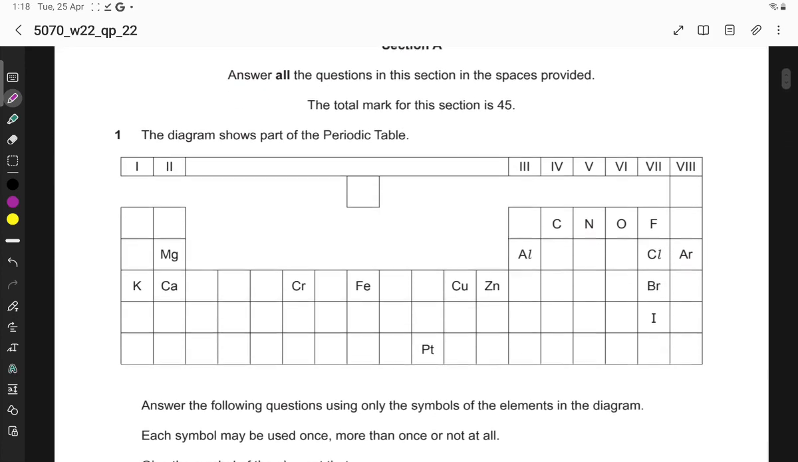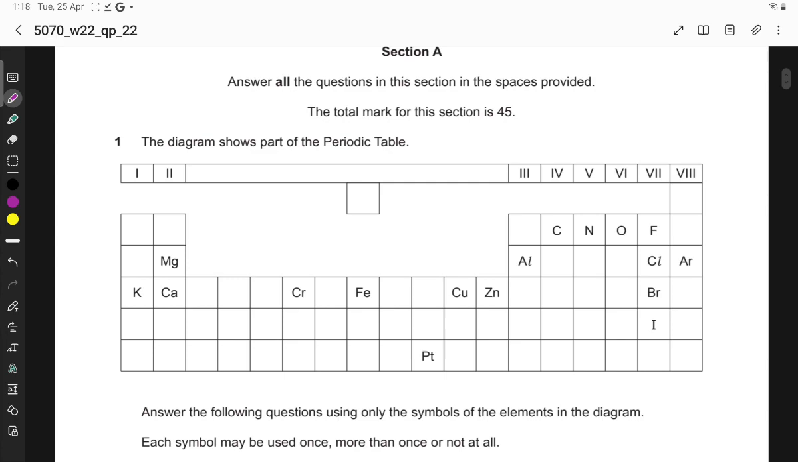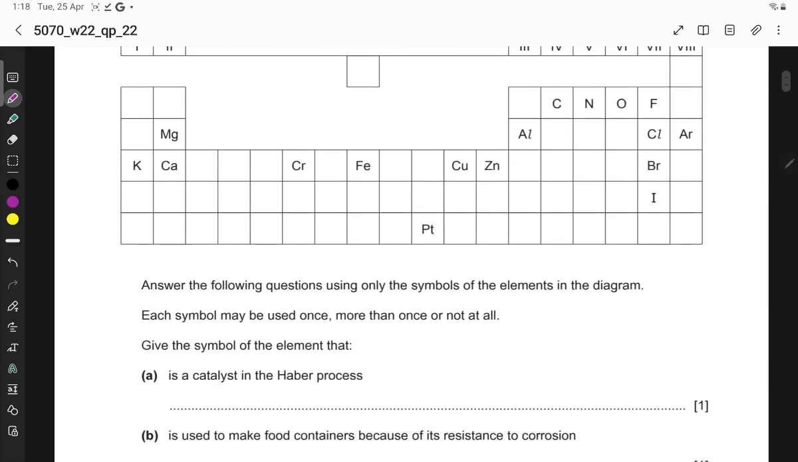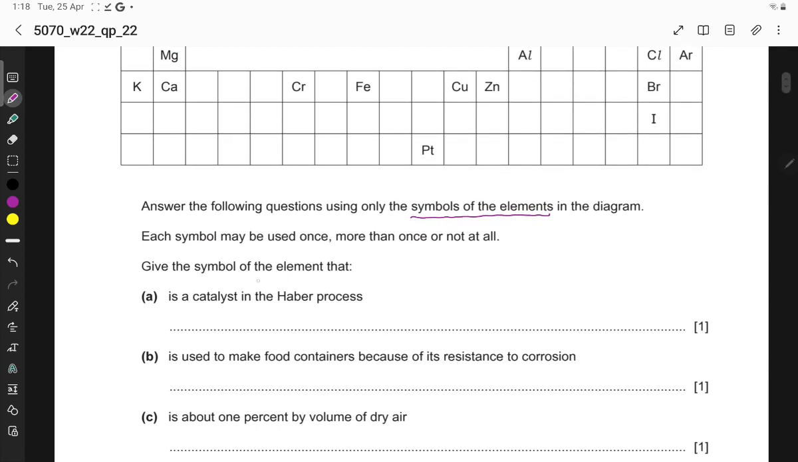Answer all the questions in this section in the space provided. The total marks for this section is 45. The diagram shows part of the periodic table. Answer the following questions using only symbols of the elements. You're supposed to write down the symbols of the elements. Each symbol may be used once, more than once, or not at all.